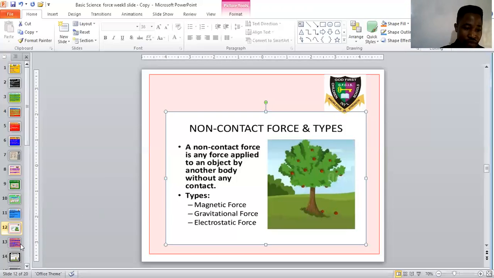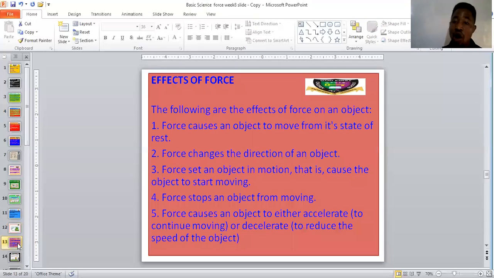Now let's continue here. Let's go to effects of force. What are the effects of force? I told you from the initial definition that when you apply a force to an object, it will make the object move. The things that happen when we apply force to a thing is what we're talking about here: the effect of force. What happens when a force is applied to a ball by kicking it? Now, listen to the effects of a force. The following are the effects of force on an object.